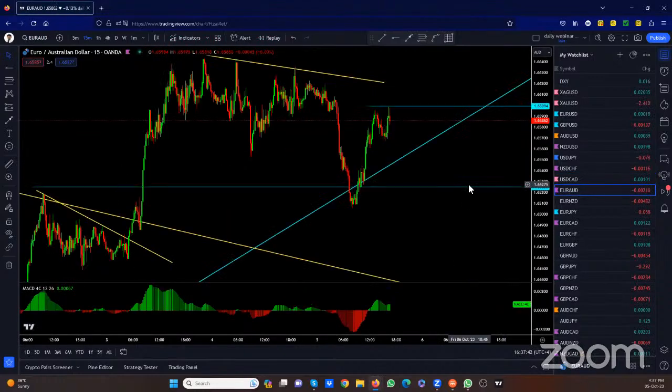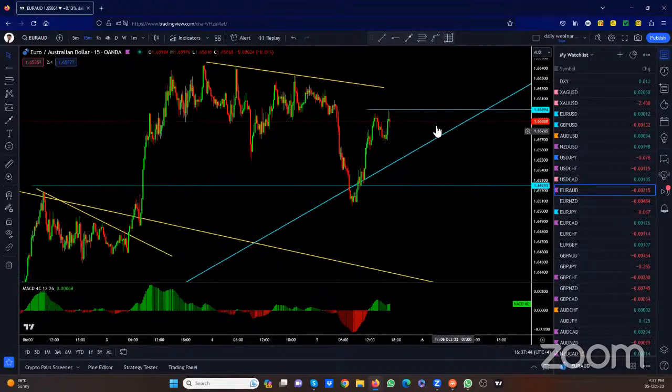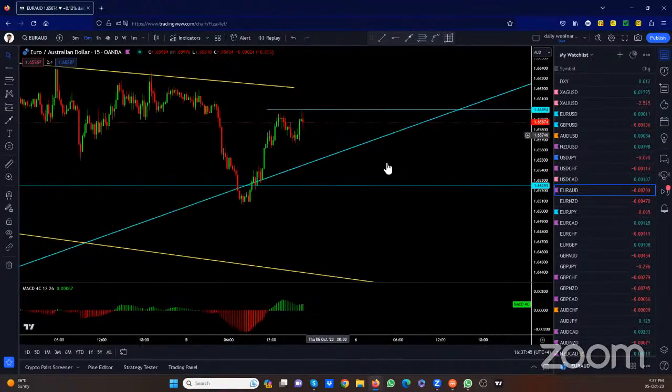Euros. If you're tagged, you have to take it off and then re-enter.